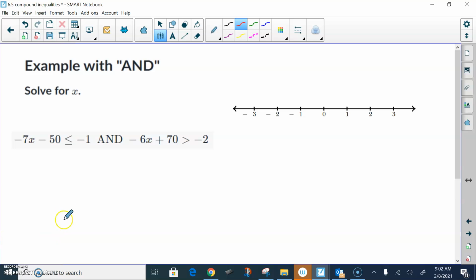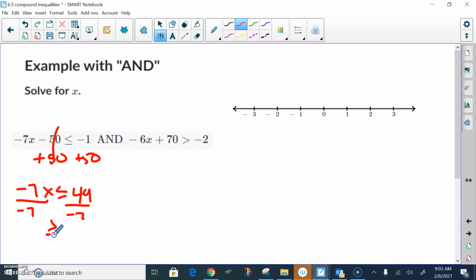All right, let's try an and. In this case, we're just looking for the overlapping section. They both have to be true. We're going to add 50 to both sides. We're going to divide by a negative 7. As soon as I see I'm dividing by a negative, I'm going to flip that sign so I don't forget. And I get negative 7. So x needs to be greater than negative 7.